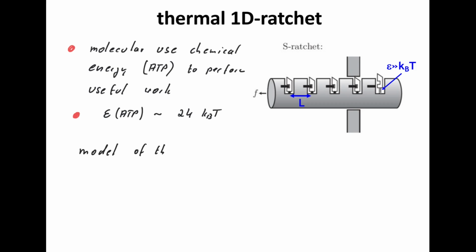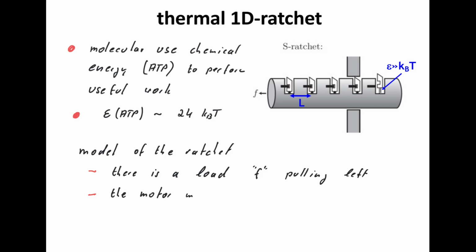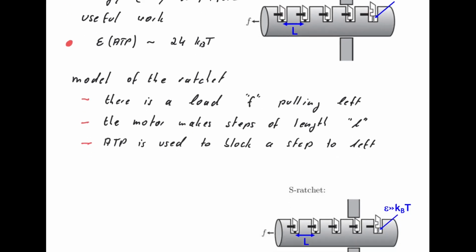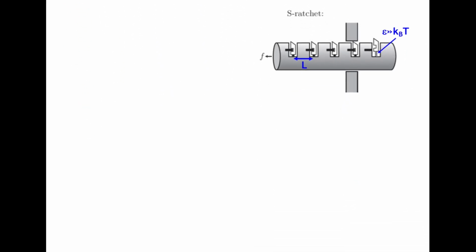Now for the more detailed model of the ratchet, so we assume that there's a force pulling to the left, and the force is called little f. Then the motor makes steps of a step length L, so the distance between two pawls is a fixed number. And ATP is used to block the step to the left. So now let's analyze the motion of such a machine.